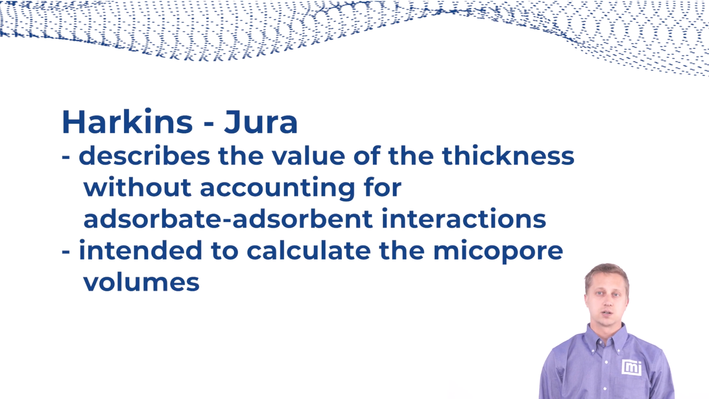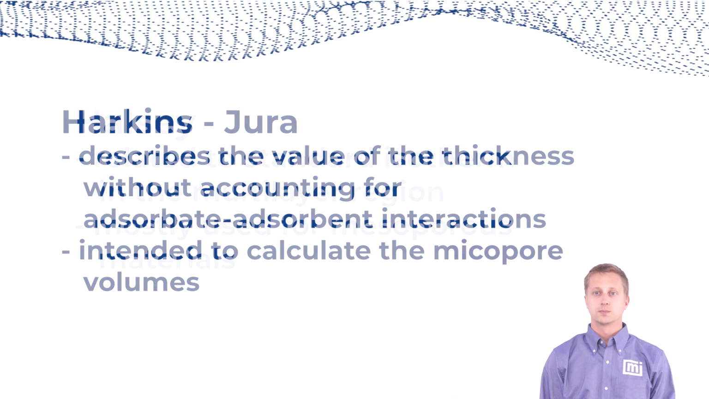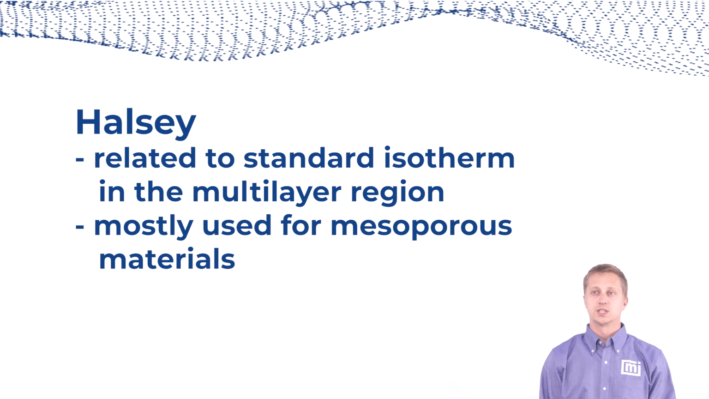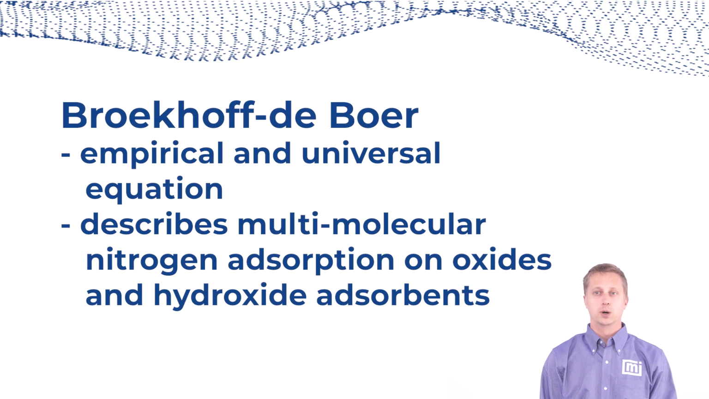The Harkins-Jura thickness curve describes the value of the thickness without accounting for adsorbate-adsorbent interactions. This isotherm is mainly intended to calculate the micropore volumes, and it works well also when there are small mesopores. The Halsey thickness curve is related to a standard isotherm in the multilayer region, thus is mostly used for mesoporous materials. Broekhoff-de Boer proposed an empirical universal equation describing the thickness of multimolecular nitrogen adsorption on oxide and hydroxide adsorbents, best applied to mesoporous materials with cylindrical pores.